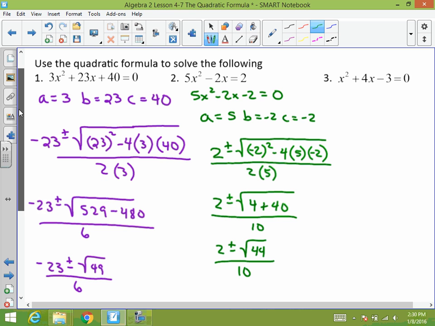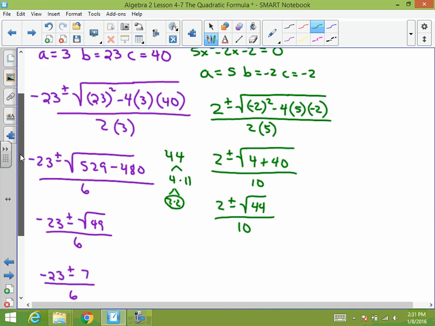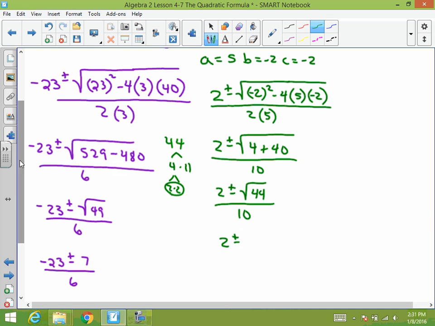But the square root of 44 can at least simplify some. Okay. Square root of 44 is the square root of 4 times 11. And remember, 44 is 4 times 11, and 4 is 2 times 2. So it's 2 square roots of 11. So this would be 2 plus or minus 2 square roots of 11 all over 10.